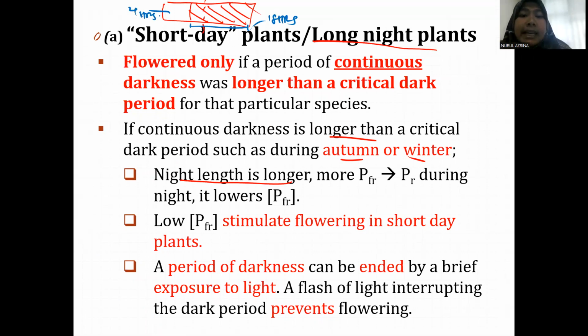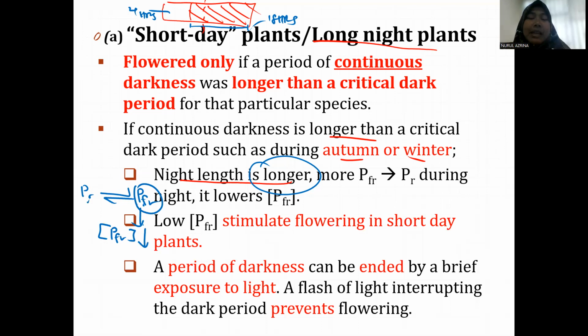Okay, when the night length is longer, remember what happens at night? At night, remember the photoconversion between PR and PFR, right? When the night length is longer, there is enough time for the PFR to be converted into PR. Remember, PFR is converted into PR at night time. Since the night time is longer, there is enough and sufficient time for many PFR to be converted into PR. So as a result, your concentration of PFR will be lower.